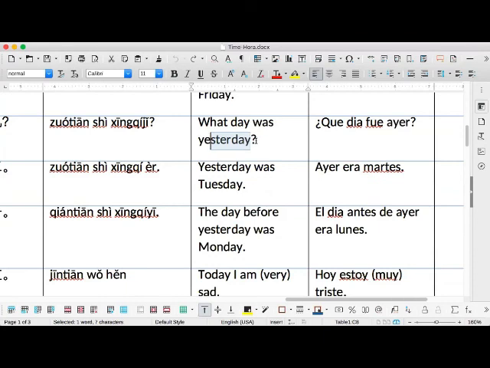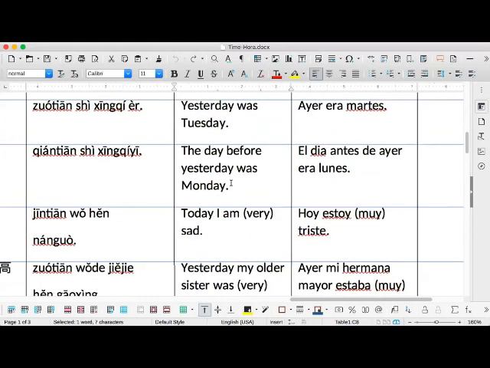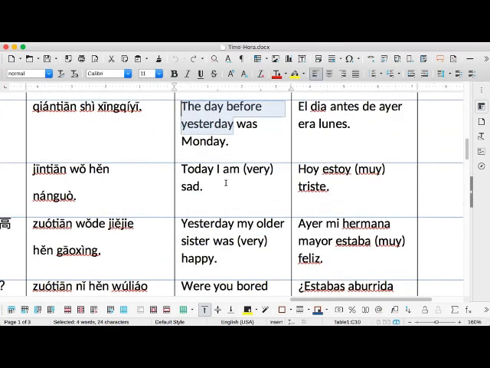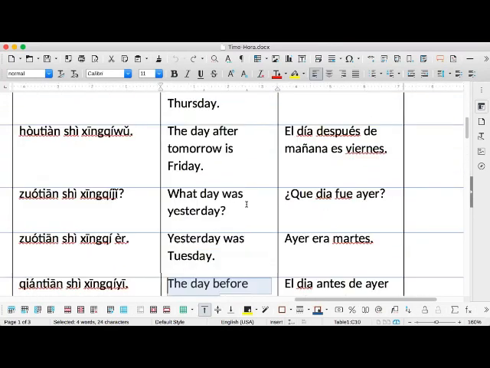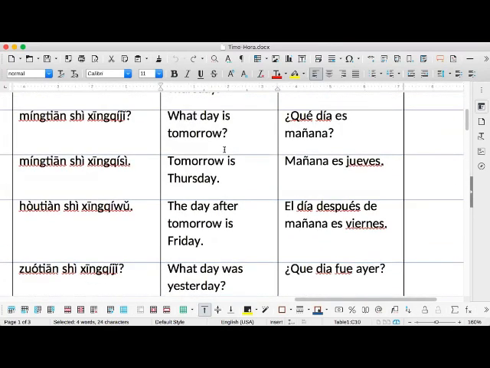You read it in English. You read it in Chinese. You give us your answer in Chinese. You go ahead and tell us about the day before yesterday. So you read your question in English, you read it in Chinese, and then you give your answer in Chinese. That's the part we want you to do: tomorrow, yesterday, the day before yesterday, and the day after tomorrow.